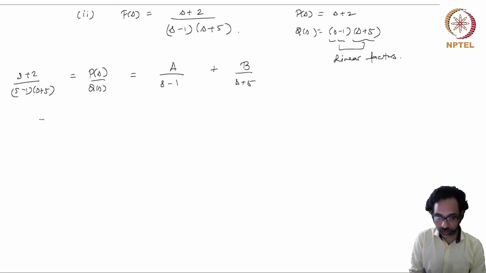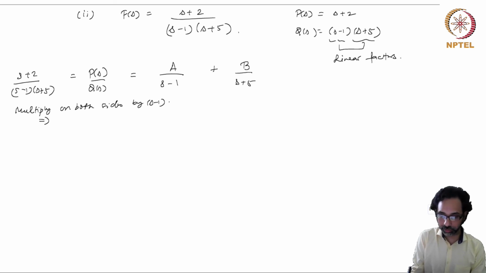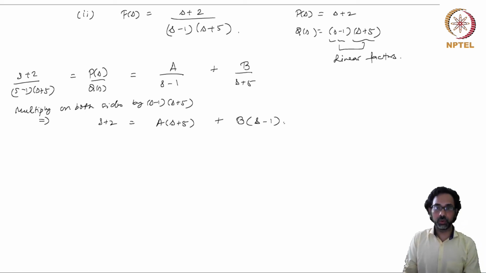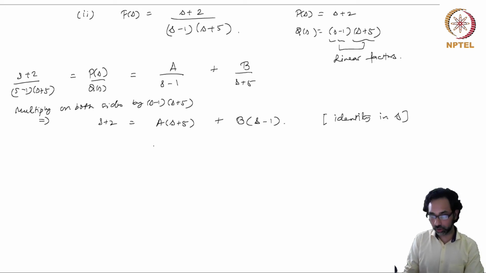So again multiply on both sides by (s minus 1) times (s plus 5). So you get s plus 2 equals A times (s plus 5) plus B times (s minus 1). And now this is our identity in s. So this is true for all values of s, so you can plug in whichever value of s you find suitable and solve for these constants A and B.